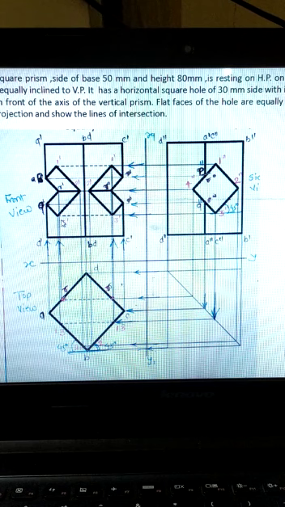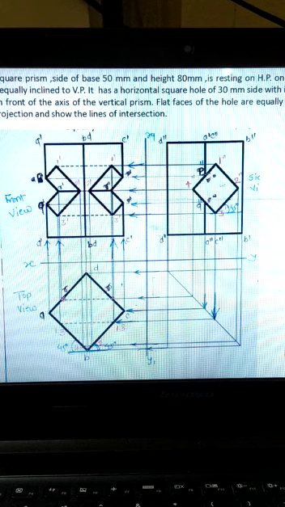Later on, I will transfer point 2 double dash first to the top view as 2, and then transfer that point to the front view as 2 dash from the horizontal projector. We already transferred point number 3. So we will transfer point number 4 double dash. 4 double dash will be 4 in the top view, and this point will be transferred to the front view as 4 dash.